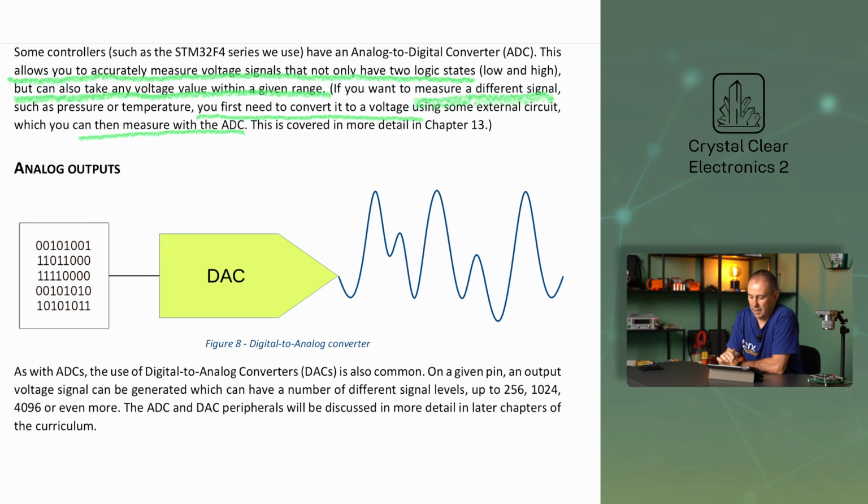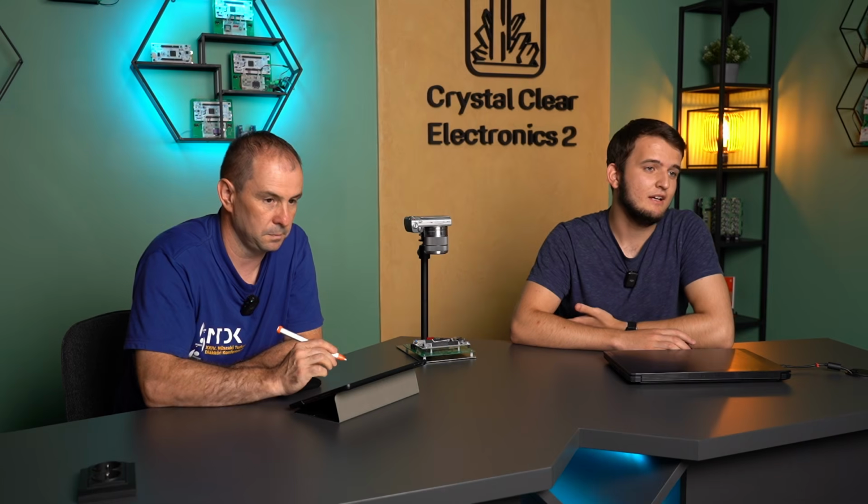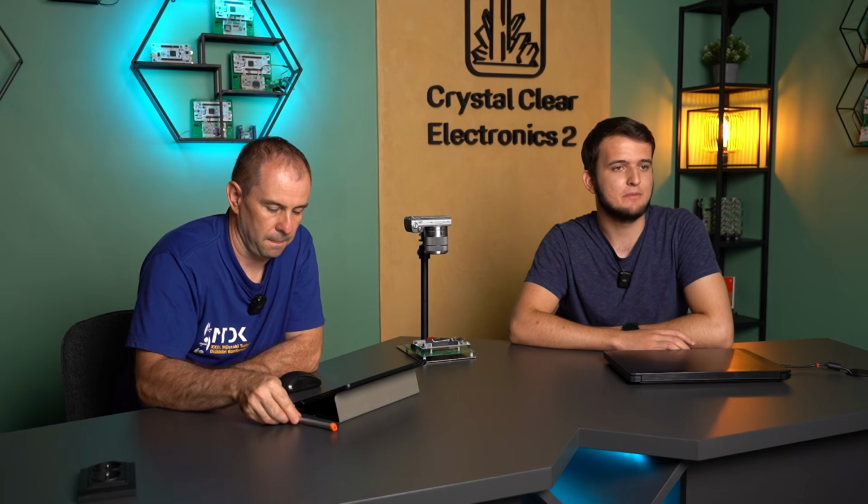As with ADCs, the use of digital to analog converters, or DACs, is also common. On a given pin, an output voltage signal can be generated, which can have a number of different signal levels, up to 256, 1024, 4096, or even more. The diagram shows that if we input binary formatted samples into the DAC, after filtering, we can obtain a continuous analog signal at the output. The ADC and DAC peripherals will be discussed in more detail in later chapters of the curriculum, for example in Chapter 12.